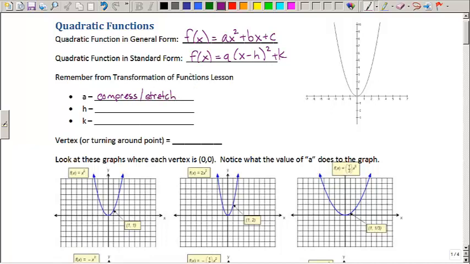The a, if it was negative, was also a reflection. The h was our horizontal shift. It was also the x-coordinate of our vertex. Our k was our vertical shift. And the y-coordinate of our vertex, or turning around point.